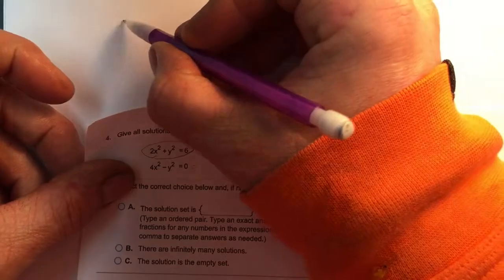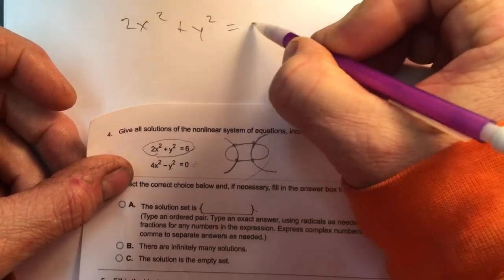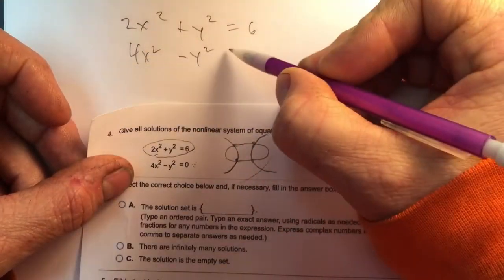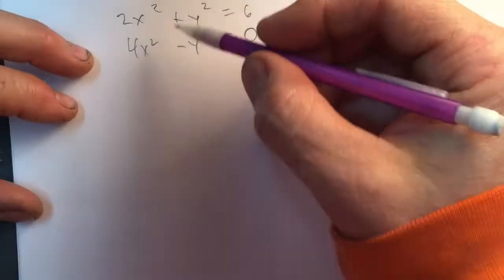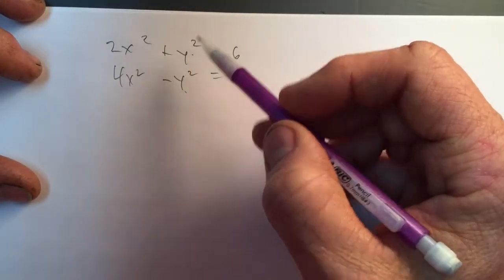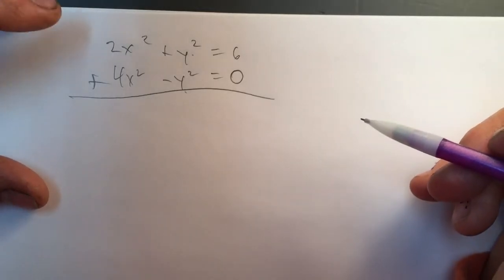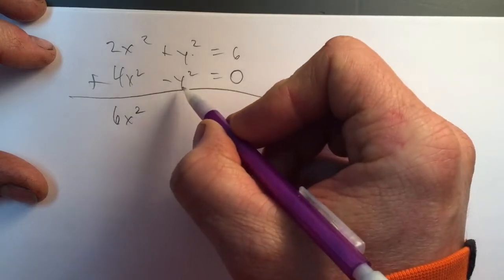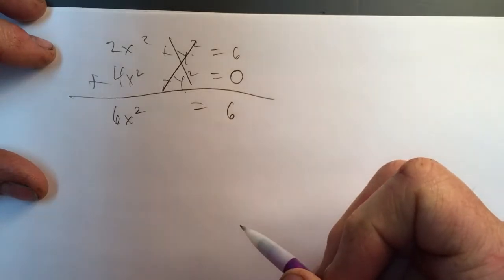Okay, so I've got 2x squared plus y squared equals 6. I've got 4x squared minus y squared equals 0. Now on this one, the first thing I notice right here is I've got a positive y squared and a negative y squared, and if I just add these together, those eliminate. So that's the way to go on this one. So if I add these right here, I get 6x squared. If I add these right here, they eliminate. And if I add these right here, I get 6.